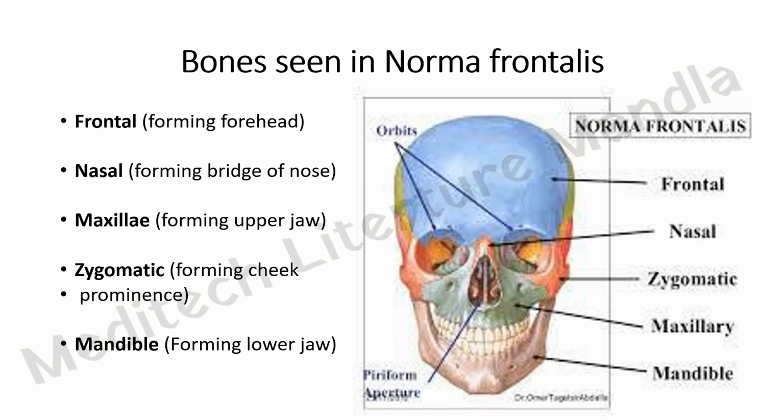Then below that the green colored bones are the maxillae, right and left maxilla. These form the upper jaw. Lateral to the maxilla lies the zygomatic bone that forms the cheek prominence, and below that in the lowest part of the face lies the mandible, which forms the lower jaw.